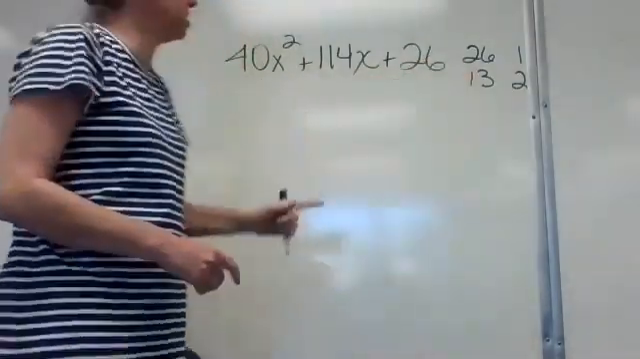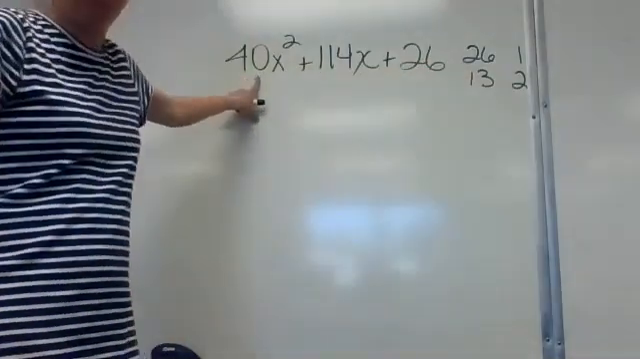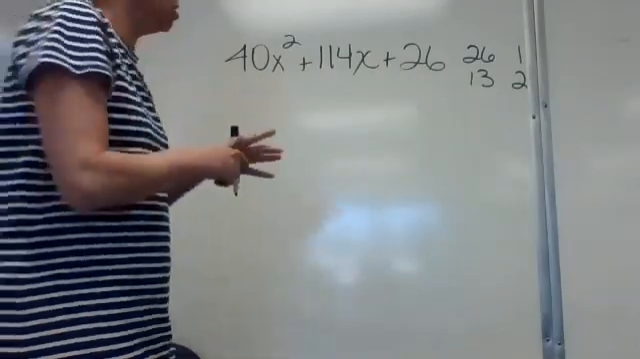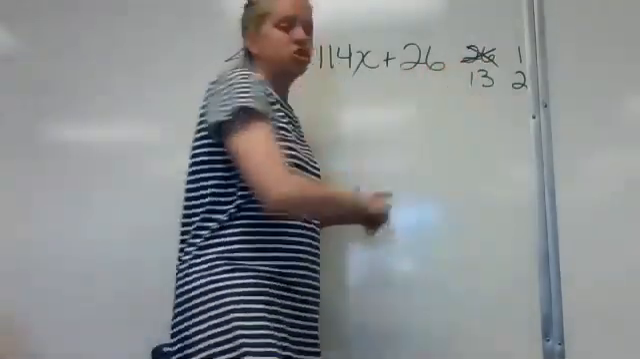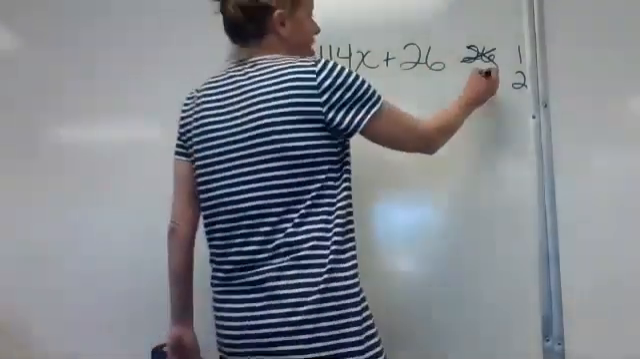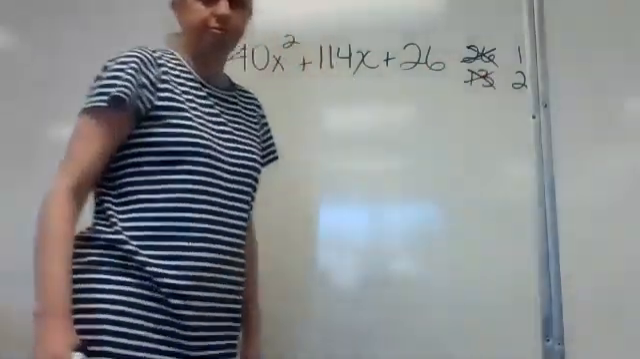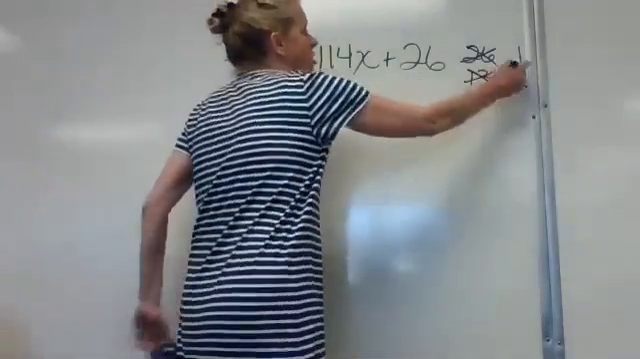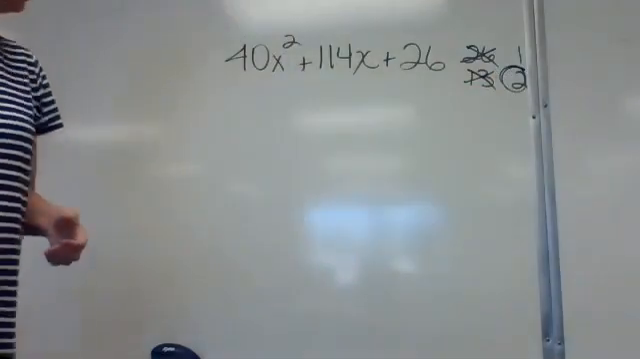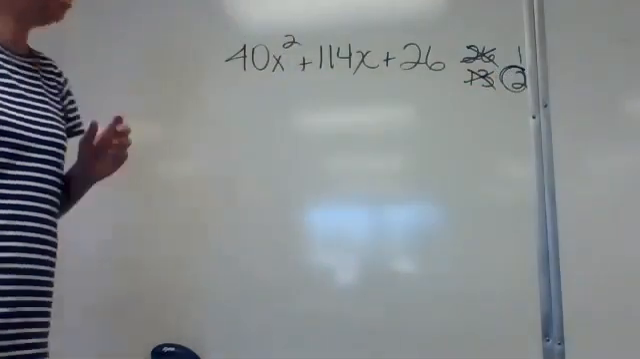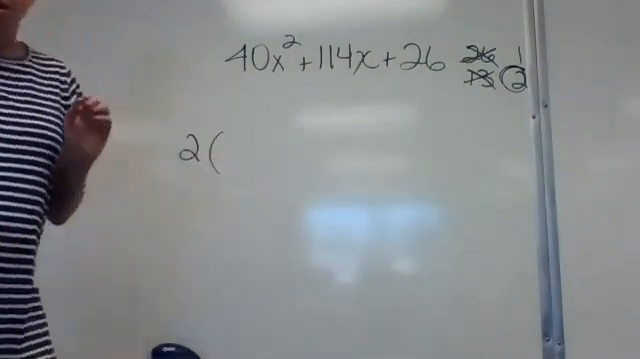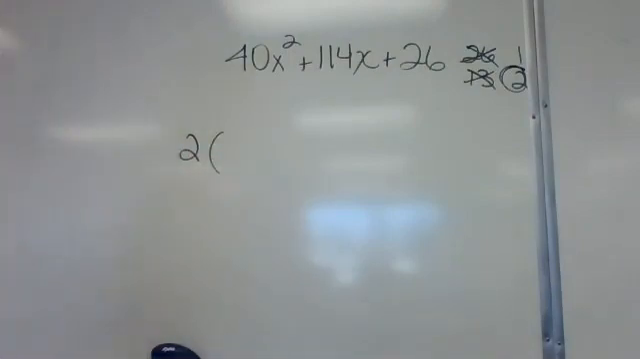So let's check the 26. If you divide 40, is 40 going to divide evenly by 26? No. So 26 doesn't go into all of them. Try the 13. Does 40 divide evenly by 13? No. But they all divide evenly by 2, which means this one has a greatest common factor that I need to pull out. So I'm going to pull out the 2 and put in parentheses what is left.